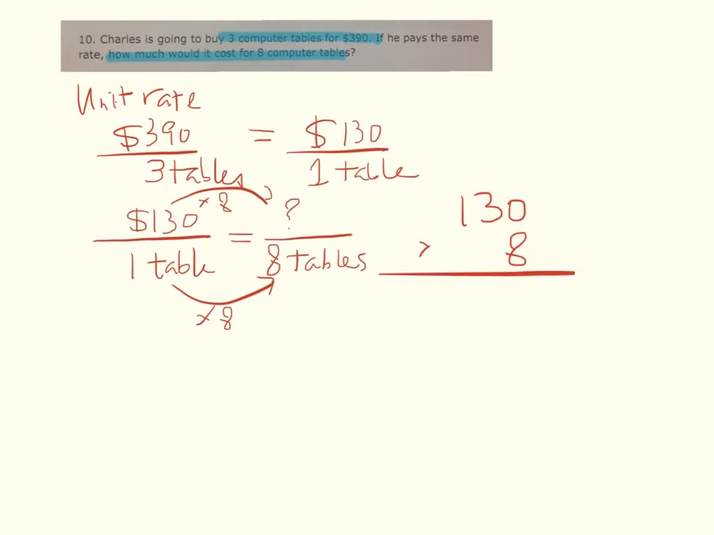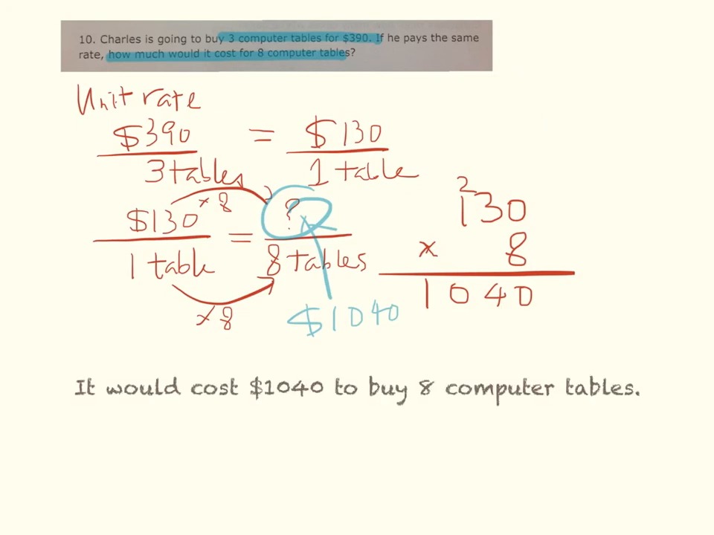Okay, so I'm just doing my rough work on the side here. 130 times 8. So this is 0, this is 24, 1 times 8 is 8 plus 2. Okay, so it's 1,040. So this part here is $1,040. Okay, so let's answer the question. Okay, here it is. It would cost $1,040 to buy 8 computer tables. Okay, so that's that.